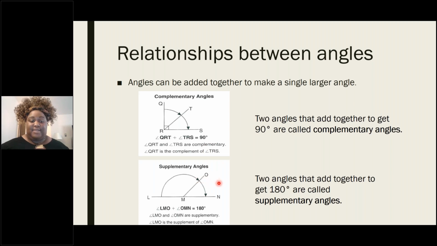The other type of relationship is a supplementary angle, and these two angles add together to get 180 degrees. So as you can see, I have angle LMO and angle OMN. And when I add those two together, they make a straight angle. As you can see, it looks like half a circle, and it gives me 180 degrees. This lets me know that these two angles are supplementary and that angle LMO is a supplement of angle OMN and vice versa.